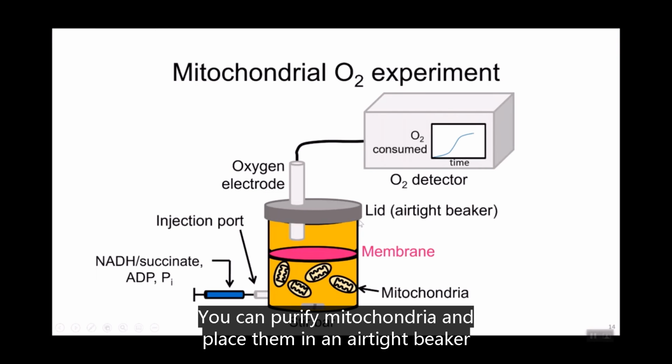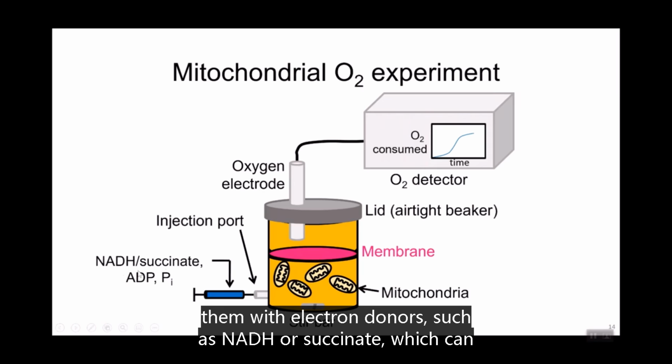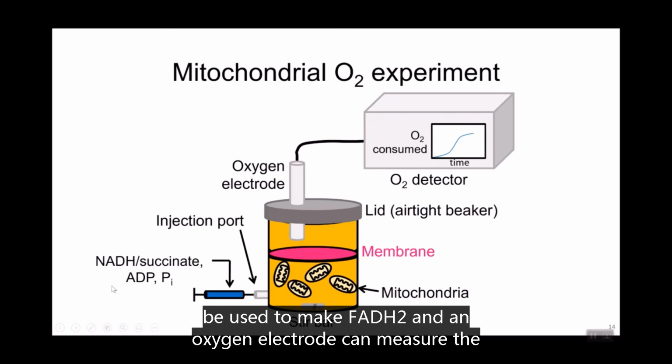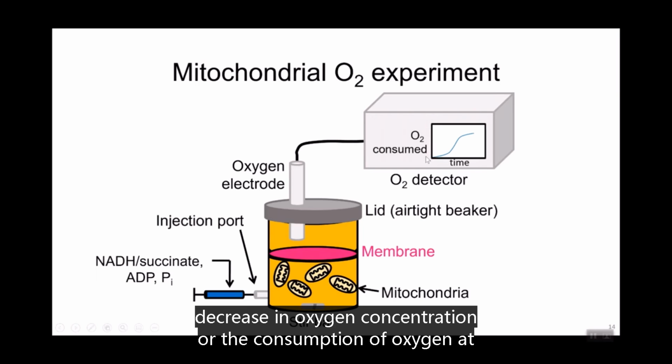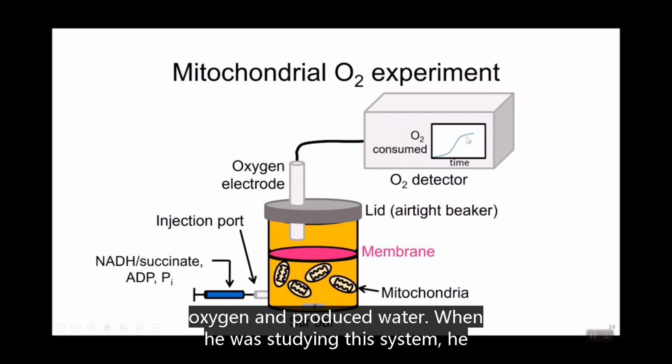You can purify mitochondria and place them in an airtight beaker and measure the consumption of oxygen over time after you supply them with electron donors, such as NADH or succinate, which can be used to make FADH2. An oxygen electrode can measure the decrease in oxygen concentration, or the consumption of oxygen at complex 4, as we transfer electrons to 1/2 molecular oxygen and produce water.